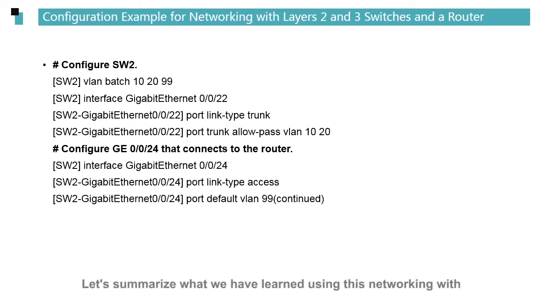Let's summarize what we have learned using this networking with a layer 2 switch, a layer 3 switch, and a router. PC 1 belongs to VLAN 10 and PC 2 belongs to VLAN 20. SW1 is a layer 2 access switch that connects to PC 1 and PC 2 in different VLANs. SW2 is a core switch. The gateways for the two VLANs reside on SW2. SW2 uses the IP address 192.168.99.1/24 to communicate with the router with the IP address 192.168.99.2/24 through VLAN 99 on the network segment 192.168.99.0. It is required that PC 1 and PC 2 be able to communicate with each other and successfully ping the router.